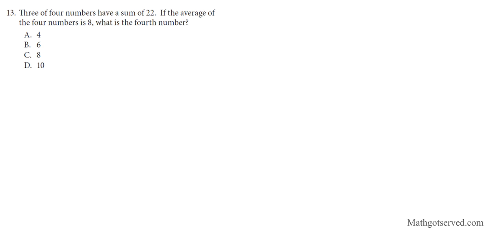Okay, let's take a look at question 13. It has to do with averages. It says 3 of 4 numbers have a sum of 22. If the average of the 4 numbers is 8, what is the fourth number? Okay, so let's assign a variable to the fourth number. So let f be the fourth number.